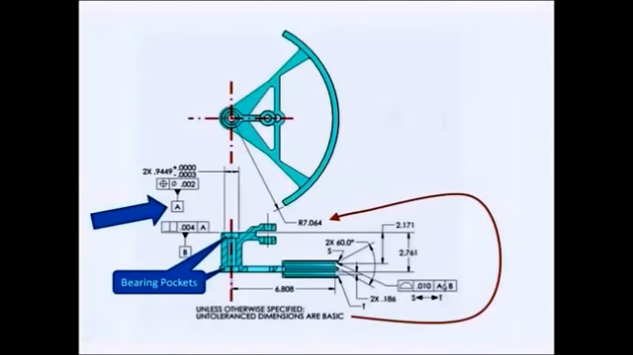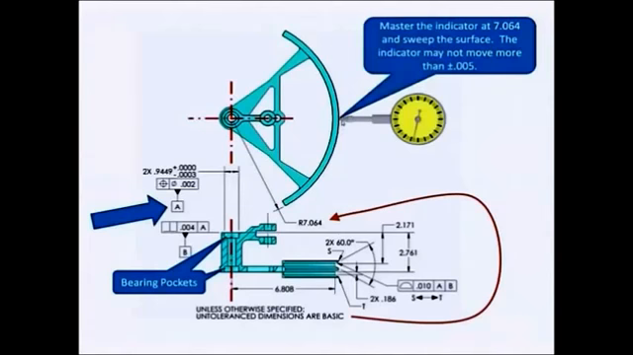One way you might think about inspecting this would be with a drop indicator. I would master the indicator at the 7.064, and then I could either sweep the critical radius with the indicator, or I could hold the indicator stationary and rotate the part underneath the indicator, the way the part functions. It would be rotating about the axis of the two bearing pockets. And when I do that, the indicator could not move more than +5 or -5, because with profile, the number in the box is always total, and it's implied centered on the basic goal unless you're told otherwise.